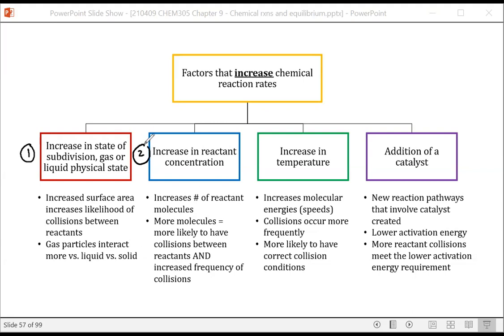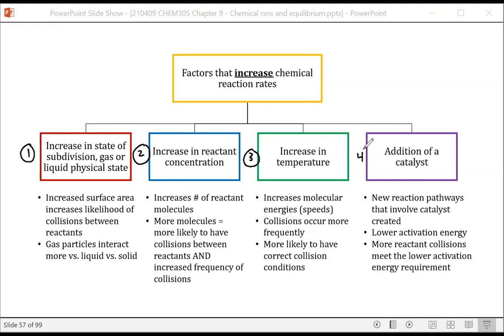Second way, you can increase the reactant concentration. By increasing the number of reactant molecules, you're more likely to have collisions between the reactants, and you're also more likely to have more collisions per second. And so overall, your reaction rate will increase. Number 3, you can increase the temperature. So this increases the molecular energy, the speeds of all the particles moving around. And so collisions are going to happen more often. And you're more likely, because you're having more often collisions, for those collisions to happen in the right orientation in a given amount of time, which means your reaction rate will go up.